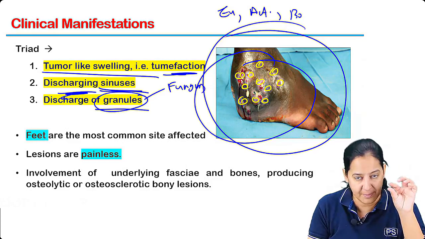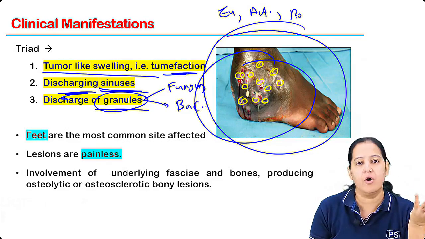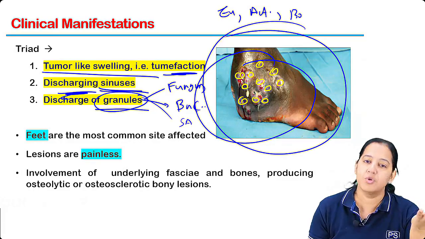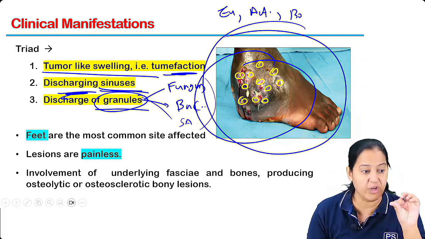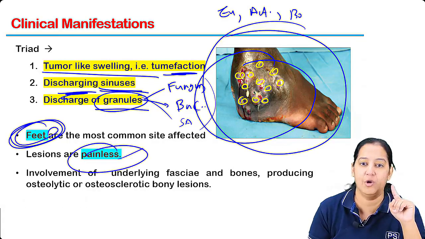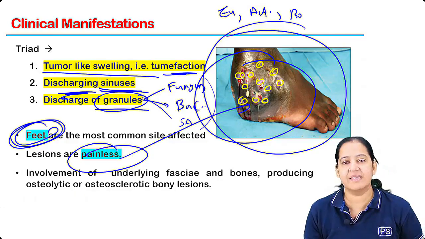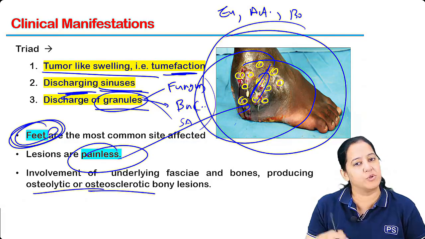If it is an actinomycetoma, if you crush it, there will be a bacterial colony, or in botryomycetoma it will be a Staph aureus colony. Whatever the organism, that colony is the granule. Say yes. You have to crush it and see. Usually it occurs on the feet, and they are painless. They look horrible, but they are painless. And later on, they involve the underlying bone also, with osteosclerotic and osteolytic lesions in the bone.